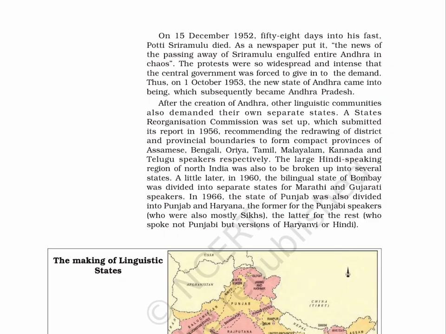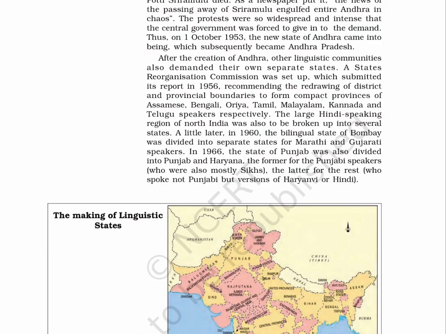Thus, on 1st October 1953, the new state of Andhra came into being, which subsequently became Andhra Pradesh. After the creation of Andhra, other linguistic communities also demanded their own separate states. A States Reorganization Commission was set up, which submitted its report in 1956, recommending the redrawing of district and provincial boundaries to form compact provinces of Assamese, Bengali, Oriya, Tamil, Malayalam, Kannada, and Telugu speakers, respectively.